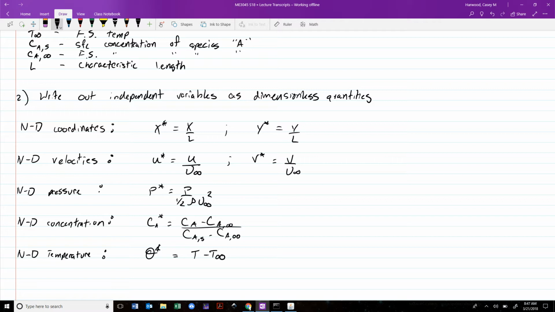So that's what we would ordinarily call theta, right? In some of the problems we've done so far, just the temperature difference between the free stream and some local point would be theta, but that star indicates that we're scaling it by the temperature difference between the surface and the free stream.